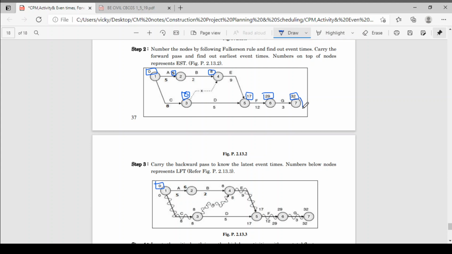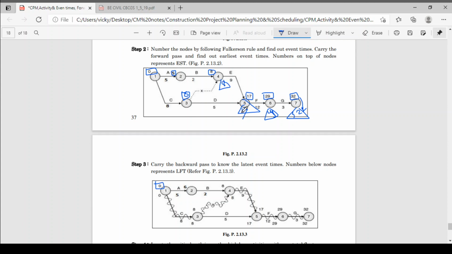Now we'll do the backward pass. Okay, now see here, 32. We have already taken it there, 32 in rectangular form. Okay, 32 minus 3, 29. 29 minus 12, 17. Okay, we'll get 17 here in the triangle only. Okay, 17 minus 9, 8. We'll get 8 here in the triangle only.